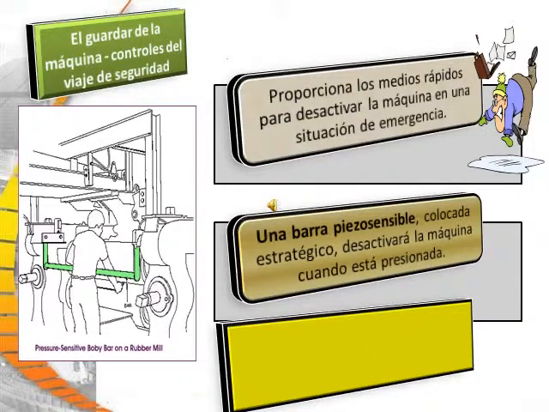Safety trip controls provide for a quick means of deactivating the machine in an emergency situation. A pressure-sensitive bar is strategically placed and it will deactivate the machine when depressed. The safety trip wire cables may also be located around the perimeter or near the danger zone.